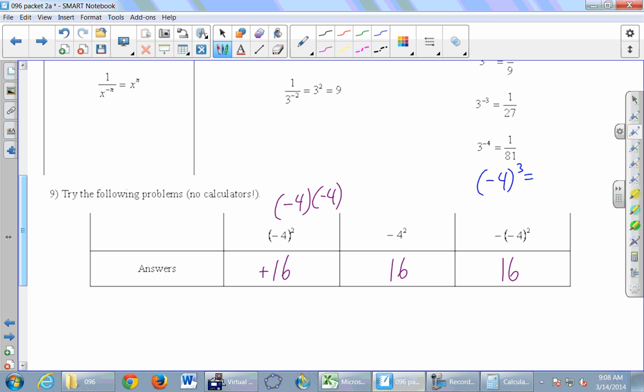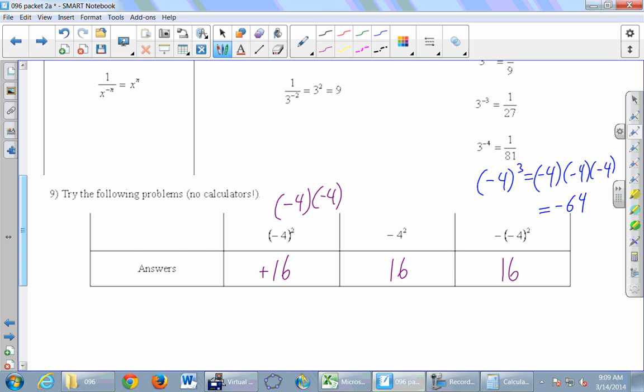It would give us what kind of an answer? That's right. What is this one equal to? That's good. 4 times 4 times 4 is 64. 3 negatives is the same as 1 negative. So there's definitely an even odd thing happening. Good point.